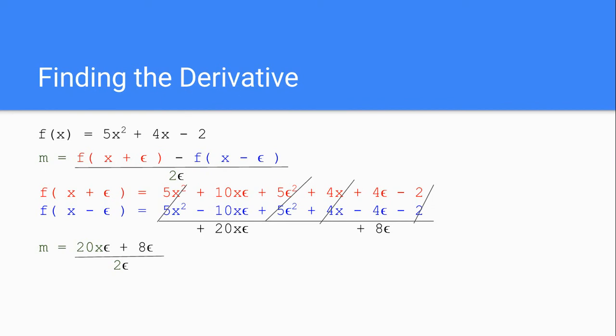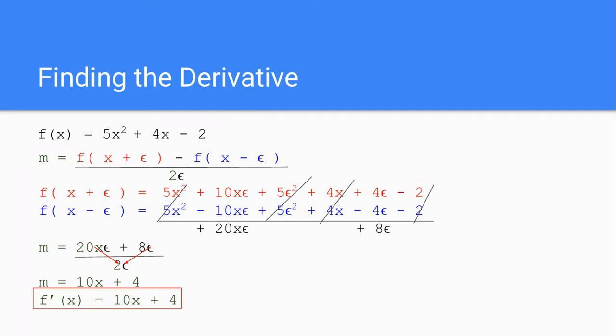So we're going to plug that into the numerator, and that gives us 20x epsilon plus 8 epsilon divided by 2 epsilon. And both of those terms will cancel with 2 epsilon. And so once we divide them, we simply get 10x plus 4. And that is actually the derivative. It is f prime of x equals 10x plus 4. That is the answer right there.